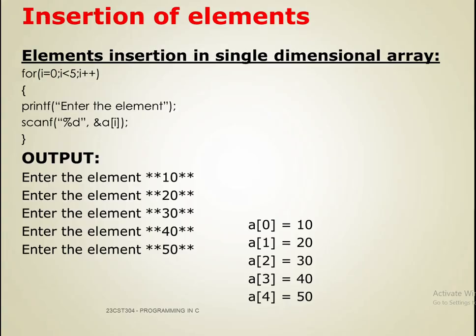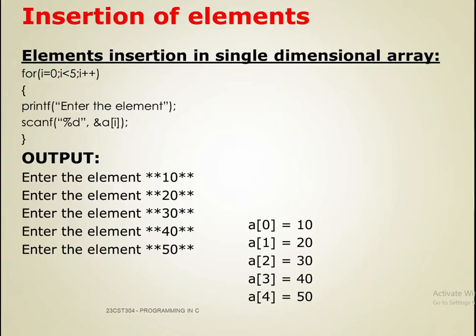Now we use a for loop. for(i=0; i<5; i++). If this condition is true, it prints printf("Enter the element"), then we get the value using scanf("%d", &a[i]). Initially i is 0, therefore a[i] becomes a[0]. The first value entered, 10, is stored in a[0]. Then i becomes 1, so the next value is stored in a[1]. This continues until i becomes 4.